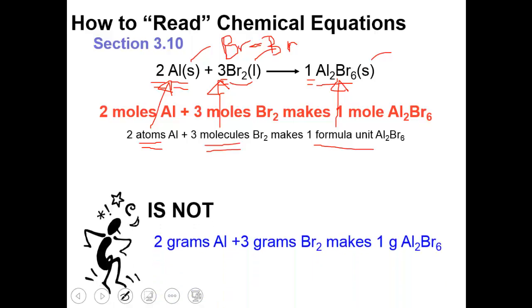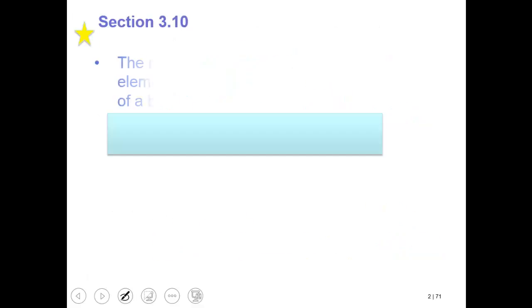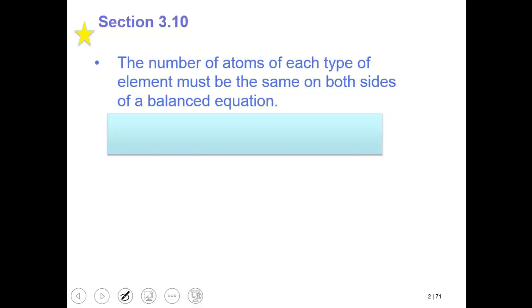It is not 2 grams of aluminum plus 3 grams of bromine make 1 gram of aluminum bromide. And hopefully from chapter 2 you'll see this can't be true because of mass conservation: 2 plus 3 is 5. Okay? And so it would not equal 1 gram of the product. We've got to get at least 5 grams. Mass conservation.